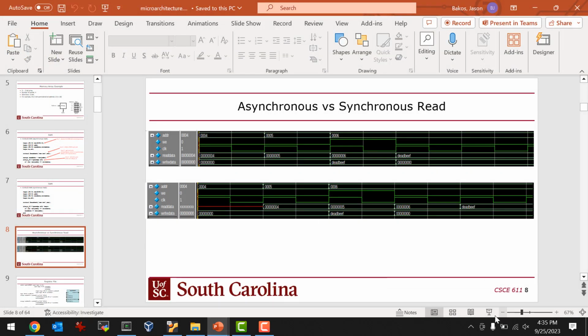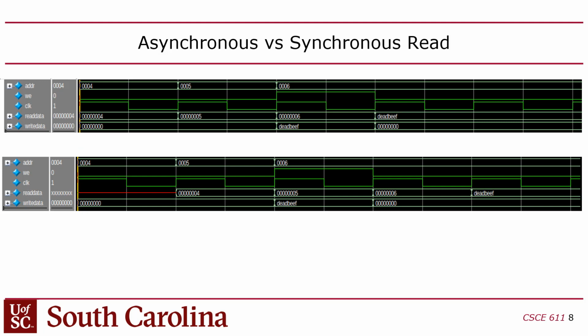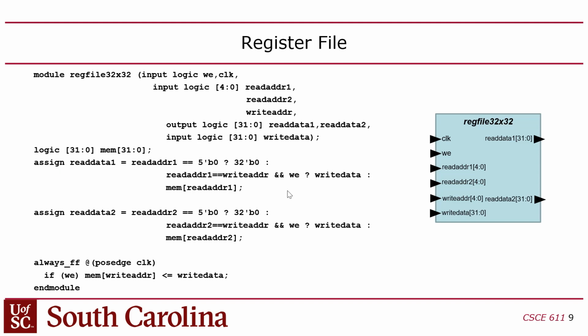Okay, so I show an example of that here. I think this is 32 bits wide. You'll notice here, there's asynchronous on the top, synchronous on the bottom. And you'll notice that the read data is 4, 5, 6, but when I make it synchronous, the 4 gets shifted over to the right by 1 cycle, right? So by making the read synchronous, it basically delays it by 1 cycle, shifts it forward in time by 1 cycle.